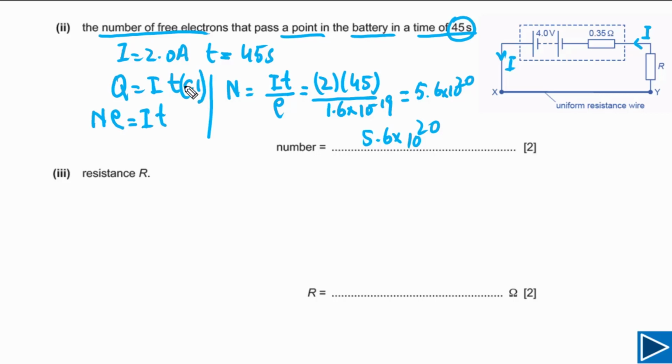So this is C mark. We will get 1 mark. And the second mark is answer mark, and this is for the right answer. If you have got the right answer, you will get 2 marks.